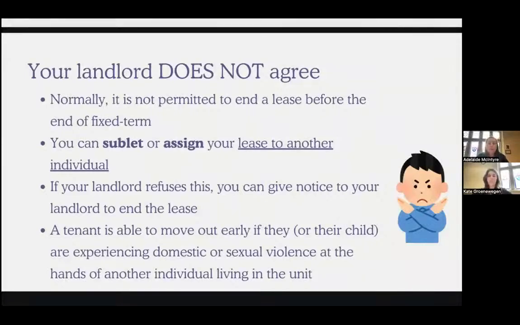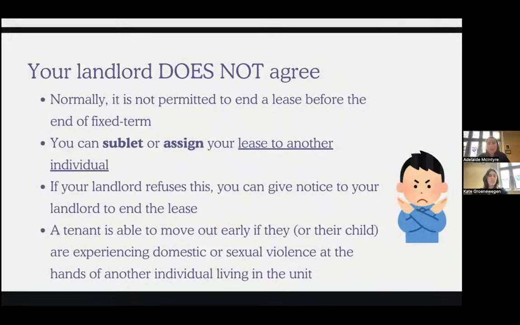If your landlord refuses to allow you to sublet or assign your lease, you are then allowed to give your 60 days notice to end the lease. If a tenant or their child is experiencing domestic or sexual violence, they are able to give the landlord 28 days notice and can leave the unit.